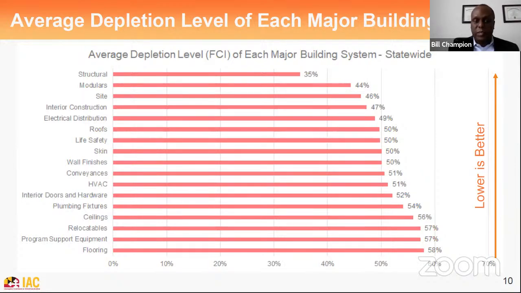Here you see that the depletion level varies by system. The depletion level for foundations and structure is lower in part because those systems last longer than most others in a facility. The depletion level for flooring is highest because many flooring types have a relatively short lifespan and get a lot of wear and tear.